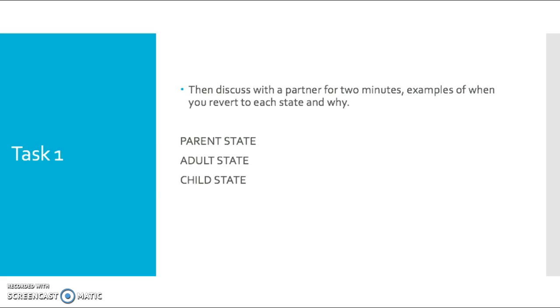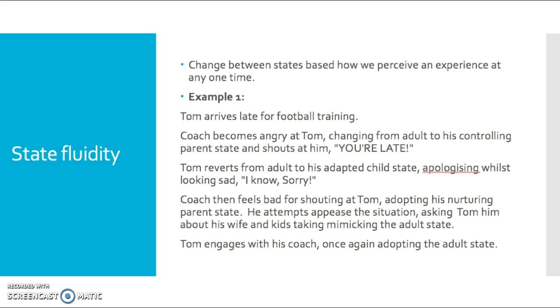Okay, so the first task is I want you to discuss with your partner for 2 minutes examples of when you've reverted into each state and why. So I want you to sit down and think about times in your career or your personal life, whether that's relationships with your partner, with your children, with your friends, or with your work colleagues, or with somebody you've been involved in teaching with. So when you've adapted your parent state, when you've adapted your child state, and when you've adapted your adult state. So that's 2 minutes, and then you can get back to me.